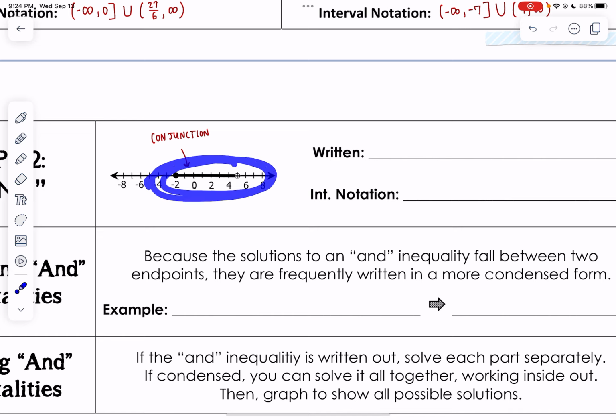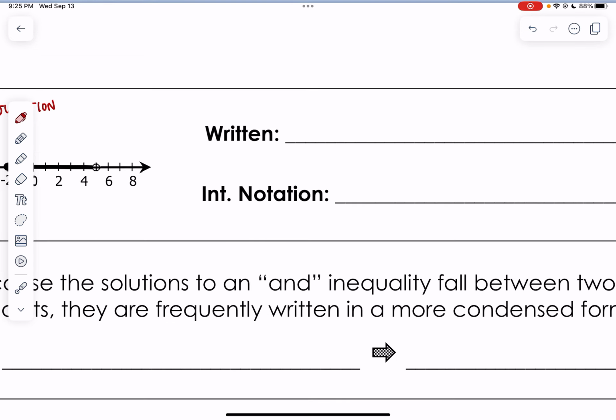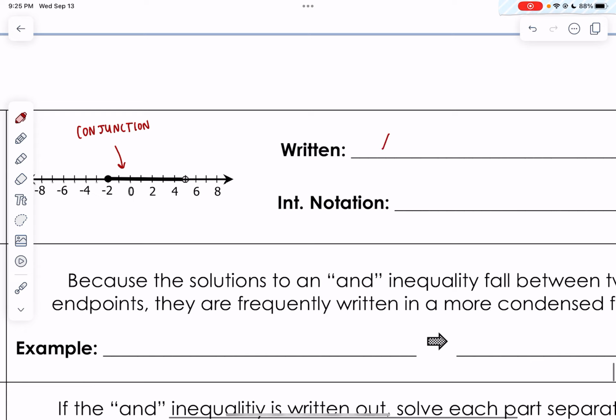at this graph, notice that we start at negative 2. So therefore, for the first part, x would have to be greater than or equal to negative 2. But at the same time, it has to be less than 5. So we're going to put an and in the middle and say that x also must be less than 5.